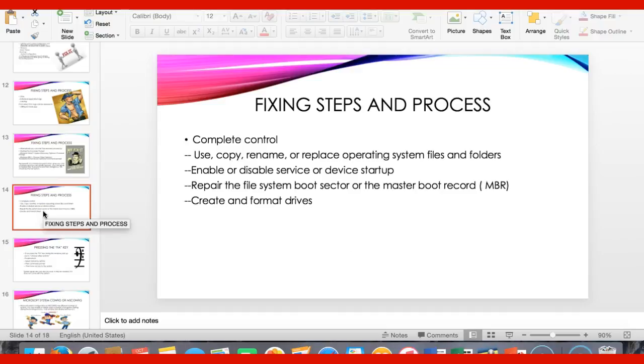Complete control. Use, copy, rename or replace the operating system files and folders. It also enables or disables services or device startup. Repair the file system, boot sector or master boot record. Create and format drives.